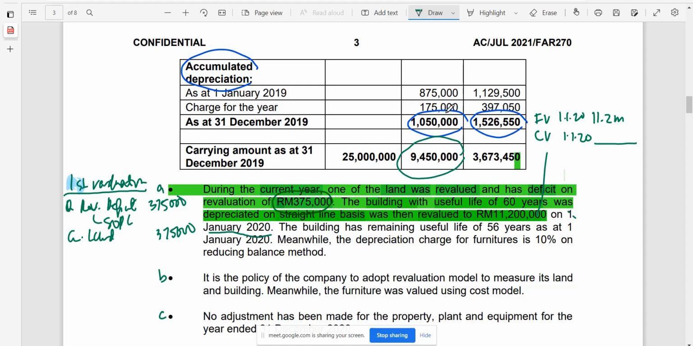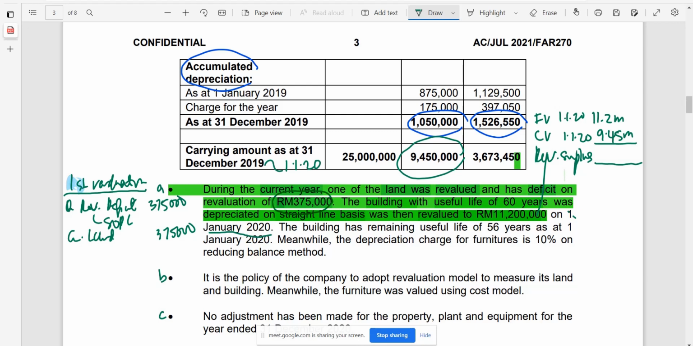Here you have the carrying value of the building as at 31st of December 2019. You want to know 1st of January 2020, so this is also the figure as at 1st of January 20. It was 9.45 million, directly given since the revaluation took place at the beginning of the current year. So here you will have a revaluation surplus. How much is that? Can you calculate that for me?